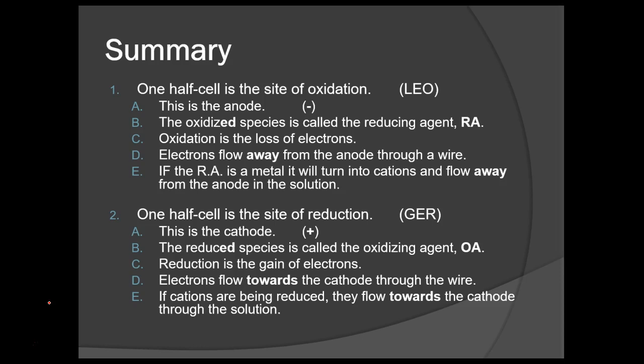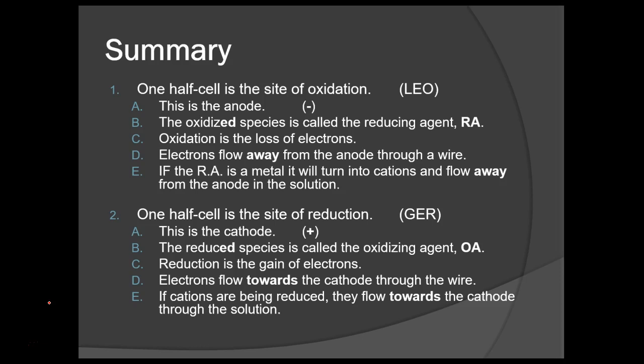So, in summary, in a voltaic cell, one half cell is the site of oxidation. Loss of electrons is oxidation, and we call this the anode. The oxidized species in this case is the reducing agent, or Ra. Electrons flow away from the anode through the wire because they are being lost at the anode. If the reducing agent is a metal, it will turn into cations and flow away from the anode in the solution towards the salt bridge.